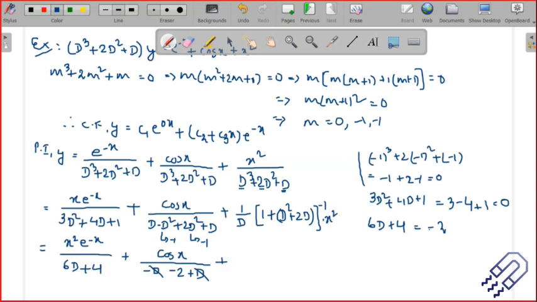Done. Then plus, I will keep this as 1 divided by d, and I will expand this term. This is plus, this is minus, so it will alternate plus or minus. So this is 1 minus d square plus of 2d, plus d square plus of 2d whole square, plus, and so on. Put a bracket, x square.